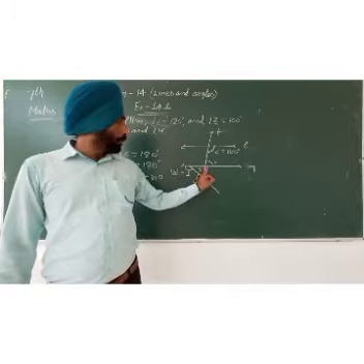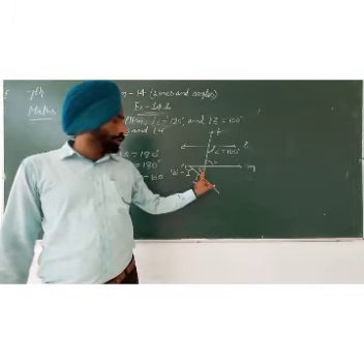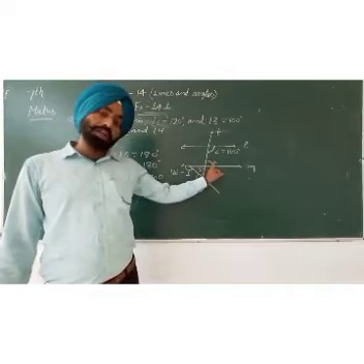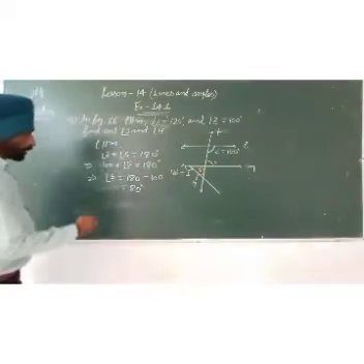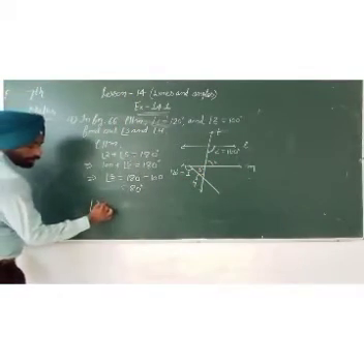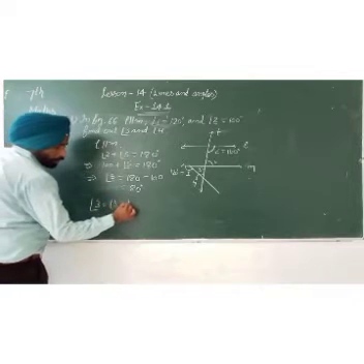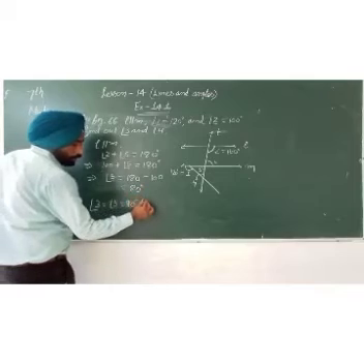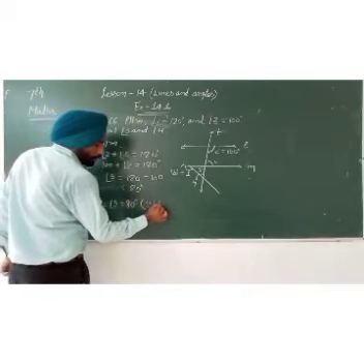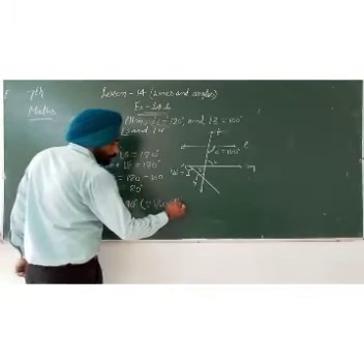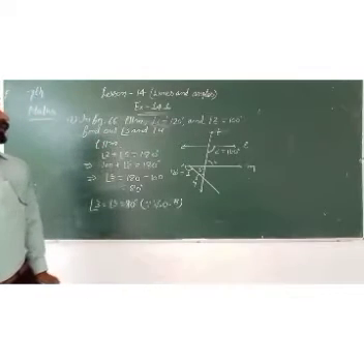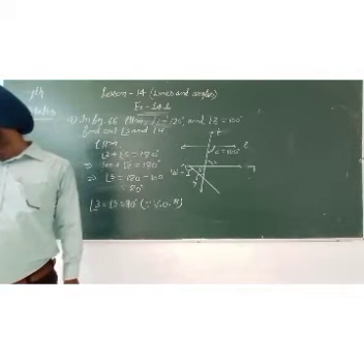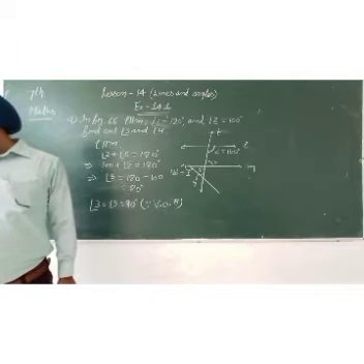Now look here, if angle 5 is equal to 80, then angle 3 will also be equal to 80, because 3 and 5 are vertically opposite angles. So angle 3 is equal to angle 5, equal to 80 degrees. Why are they equal? Because they are vertically opposite angles. Understood? Clear? Okay. So similarly, you can find other angles.